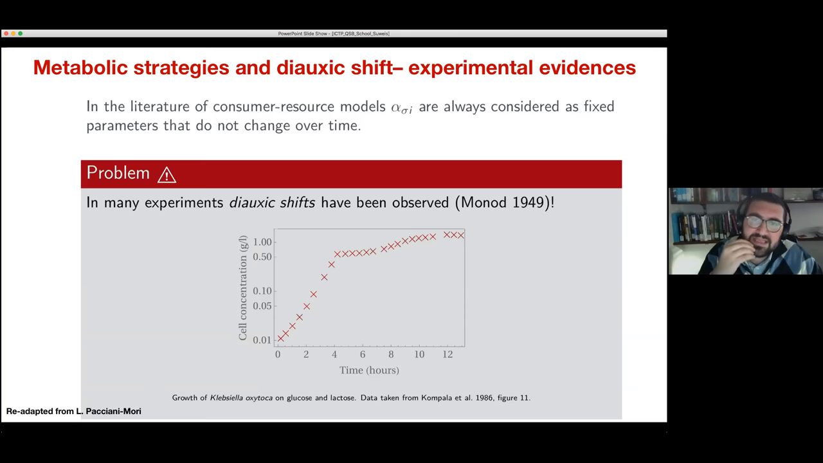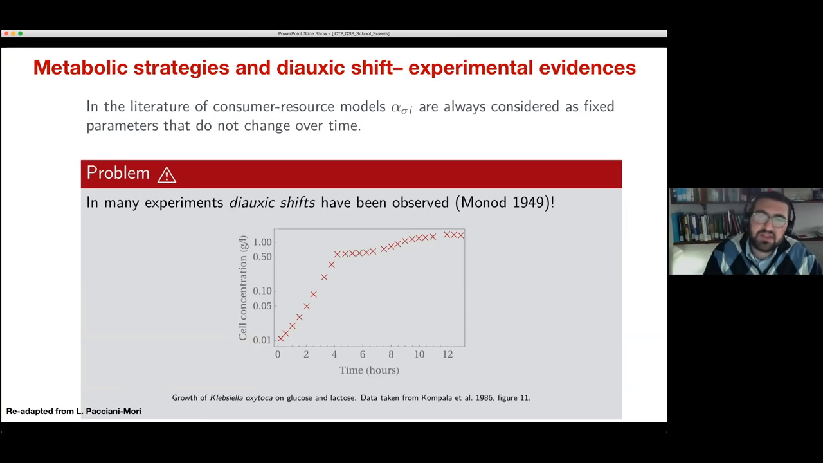This is a very strong observation, and since Monod in 1949 there has been a lot of evidence that the metabolic strategies in bacteria are not fixed in time, but change in time. So this is a very fundamental ingredient that we are not considering in consumer resource models typically. So the alpha are not constant, but are functions of time.